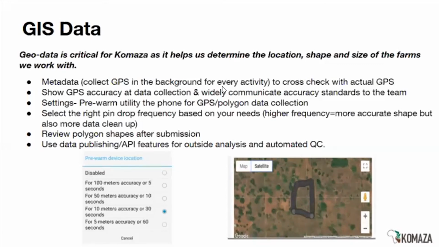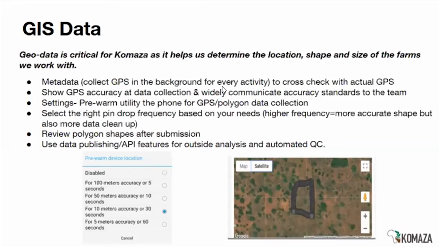So you can set your form in a way that it has to have a lag time before it starts taking GPS or polygon points. This will enable you to get more accuracy in cases where you don't have a good satellite network. So there is also another way to go around this.